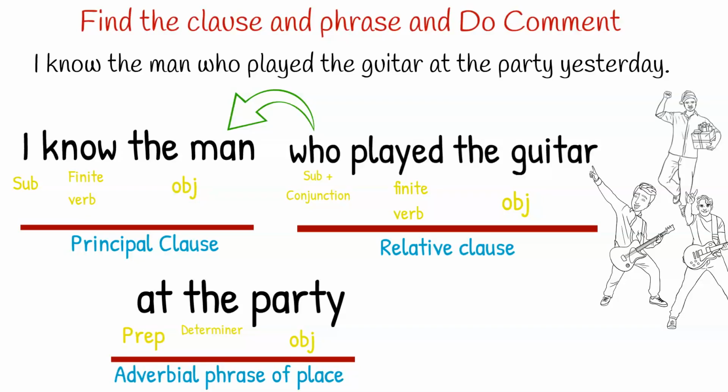But here this prepositional phrase acts as an adverb. How? It modifies the finite verb played. If anyone asked where he played the guitar, the answer will be at the party. So it is the reply of where, and denotes the place of playing the guitar. Thus it modifies the finite verb. So it is an adverbial phrase of place.